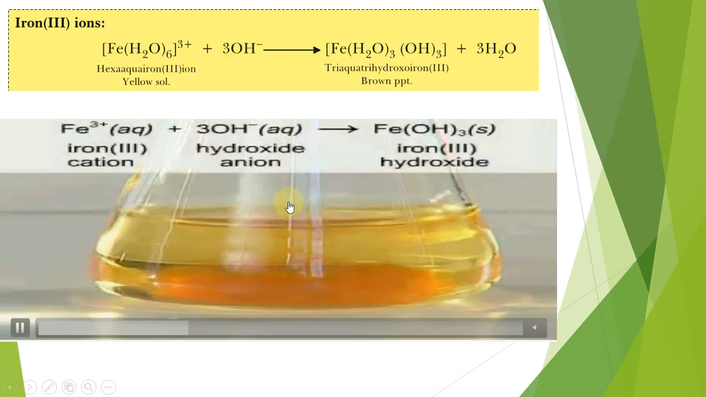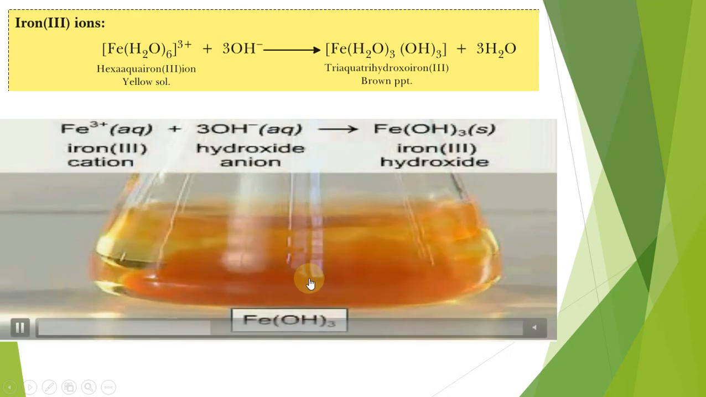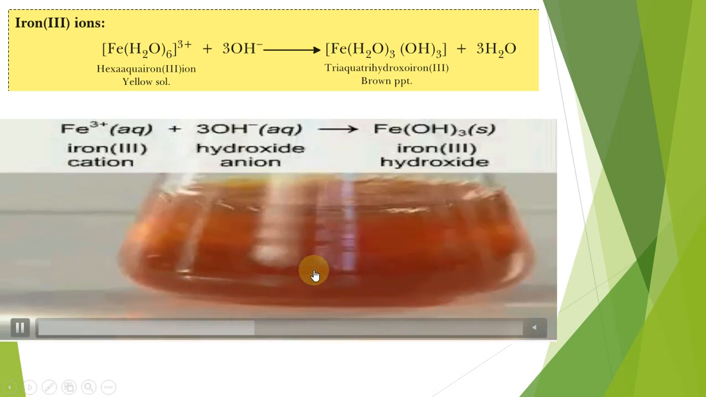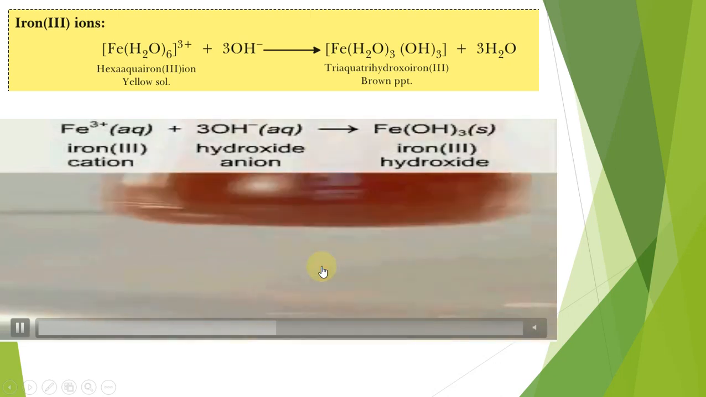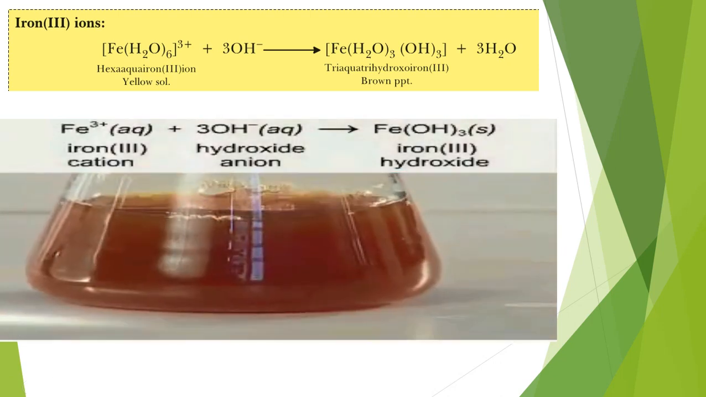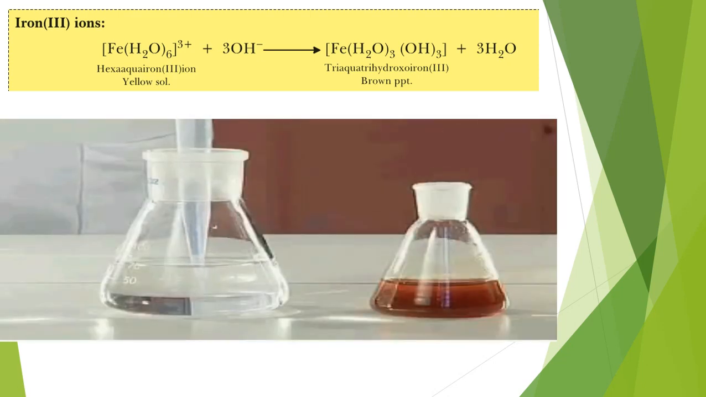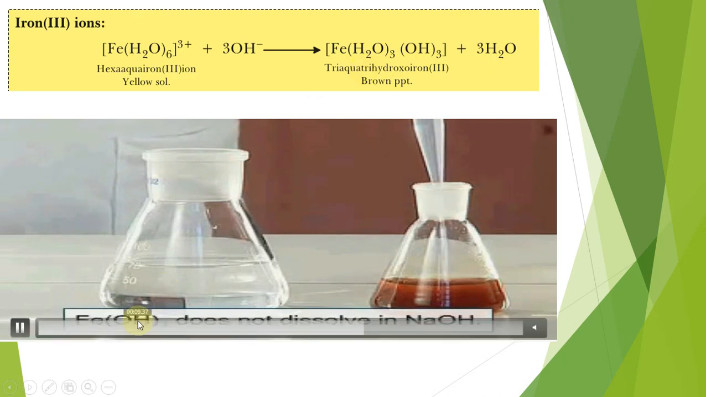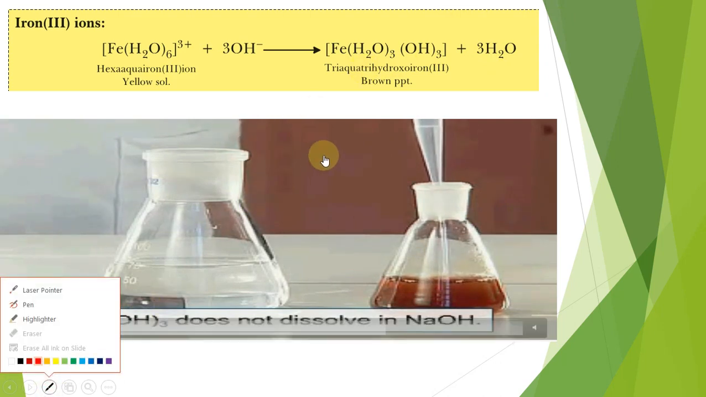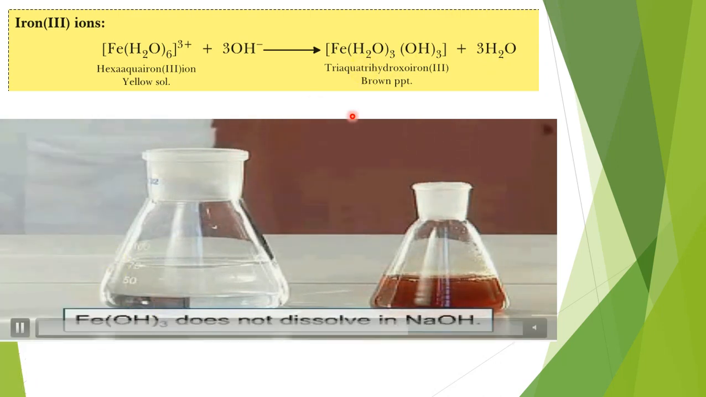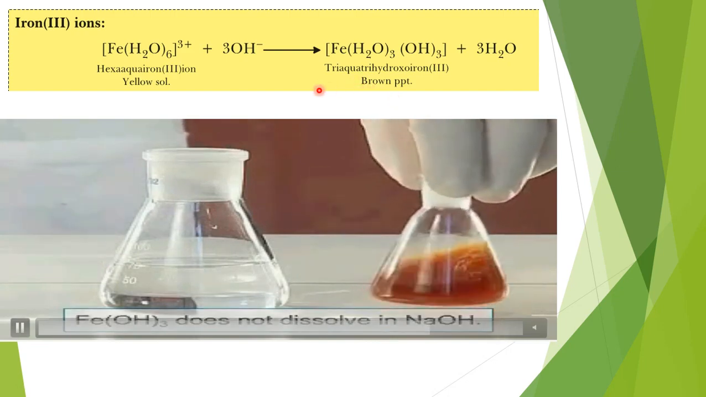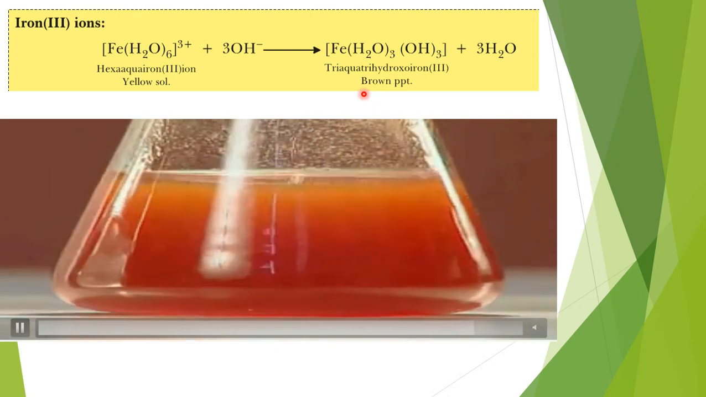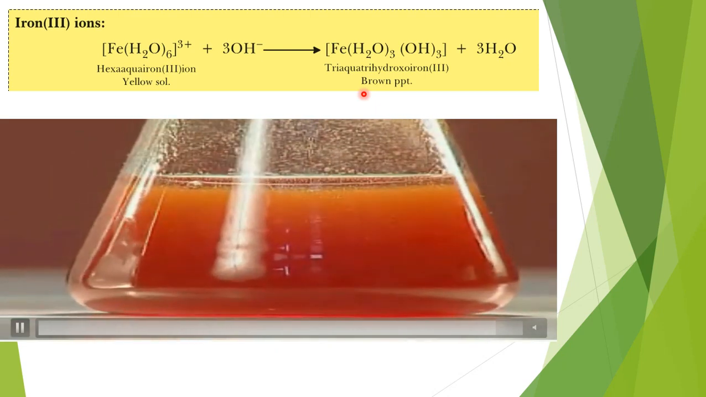When I add OH, a yellowish brown precipitate is formed. Now you see here the brown precipitate, and this brown precipitate is insoluble in water. This compound is insoluble in water; when we add more water it cannot be dissolved.